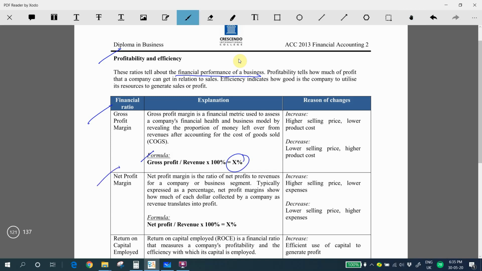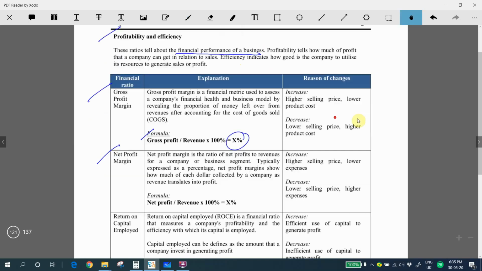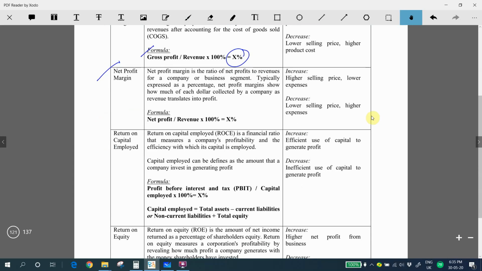Next, net profit margin. Net profit margin is based on the net profit of the company divided by revenue times 100%. Your answer will be in a percentage as well. So what is net profit margin? How many percent that you can earn after deducting all the expenses, including your interest and tax. This is net profit margin.